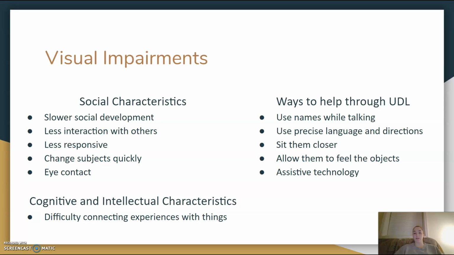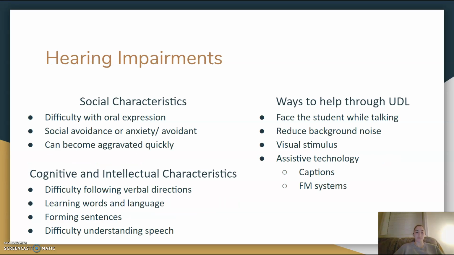Maybe sit them a little bit closer to you, so they might be able to see a little bit better if they just have impaired vision and they're not completely blind. Allow them to feel the objects if that's possible, so they can get an idea of what you're talking about, and provide assistive technology to help them see, like microscopes, magnifying glasses, scopes, and other things to help them see things that you're talking about in the classroom.